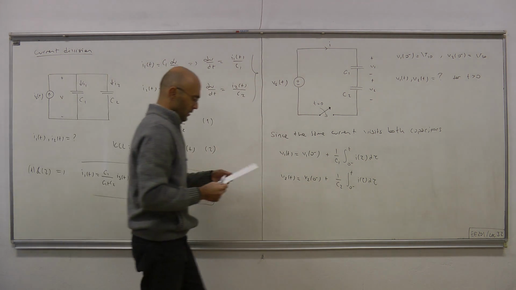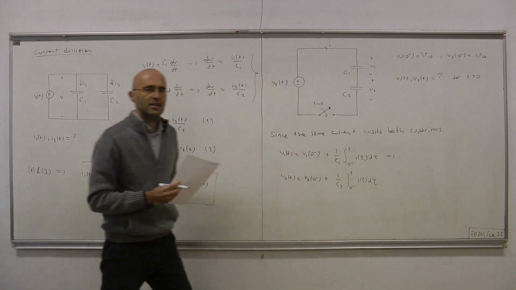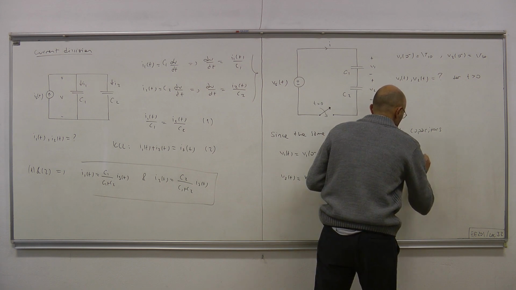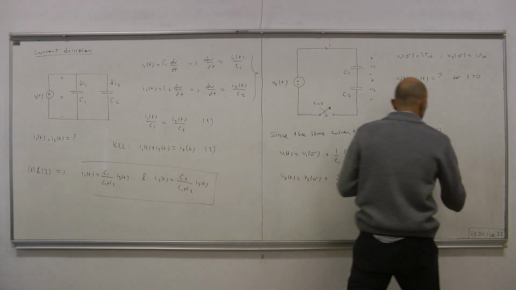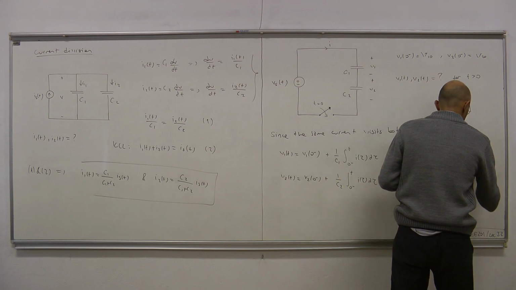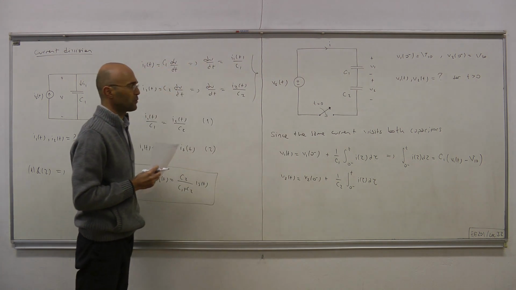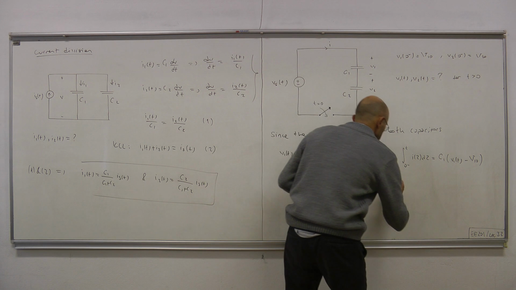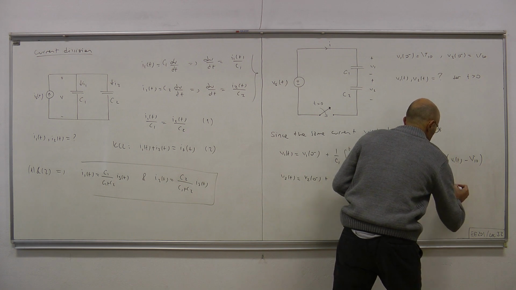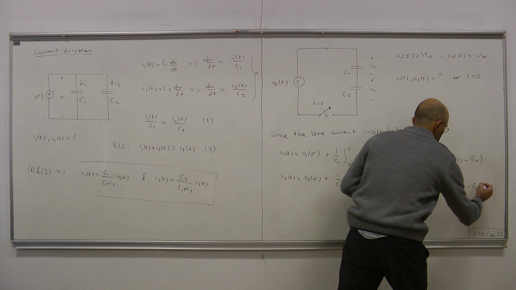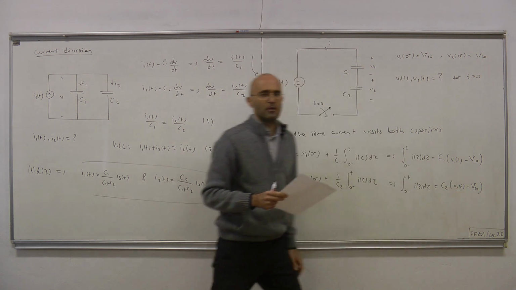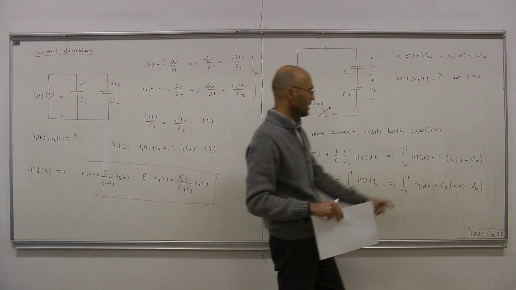So let's put the current on the left-hand side. If you do that, you have the integral from 0 to t of I of tau d tau equals C1 times V1 of t minus the initial voltage. That's what we obtained from the first equation, and likewise from the second equation, the integral of I of tau d tau equals C2 times V2 of t minus V2 of 0. This and that are the same, therefore this and that must be the same. So that's a constraint on V1 and V2.